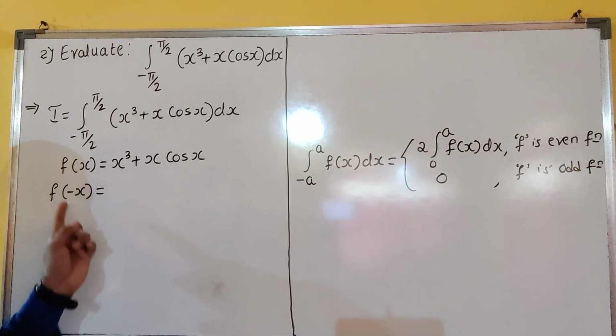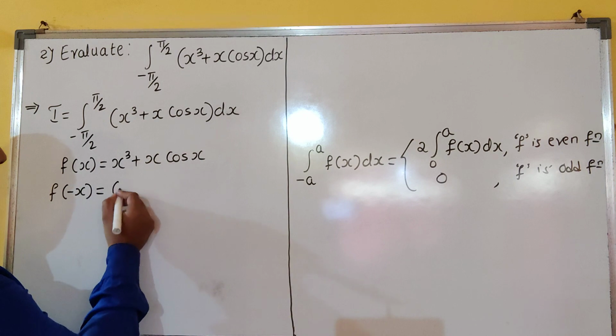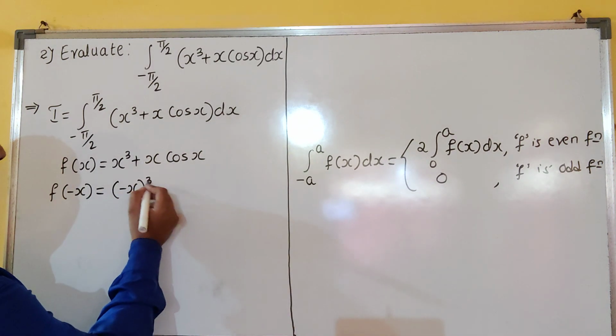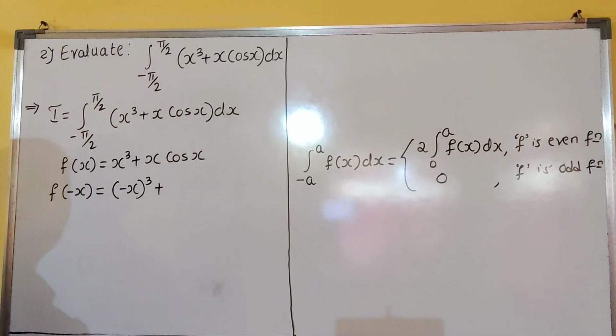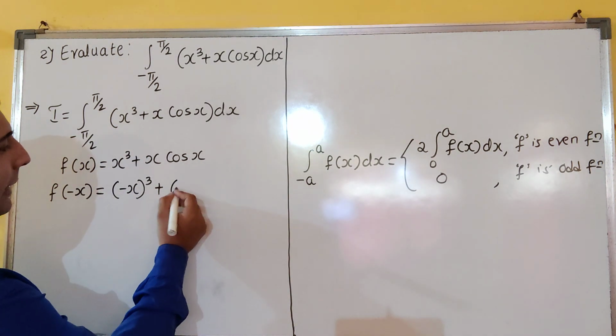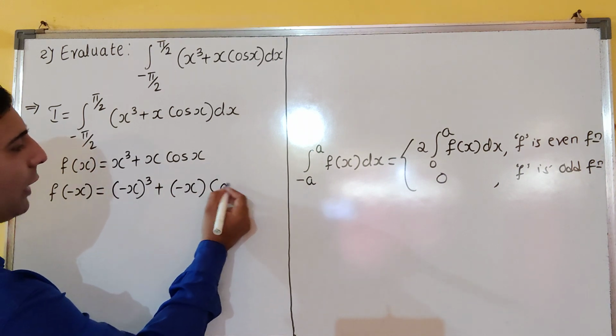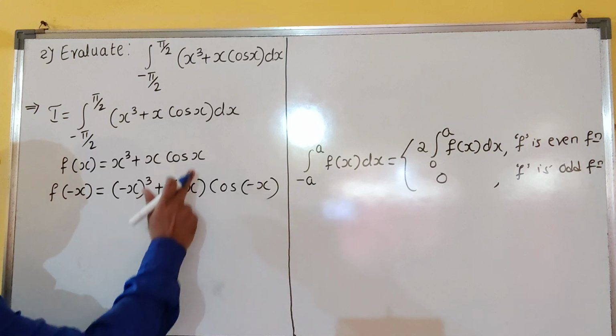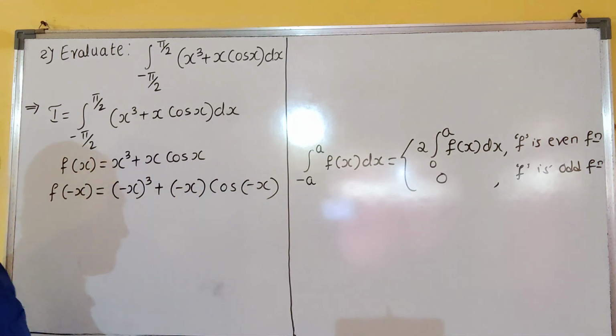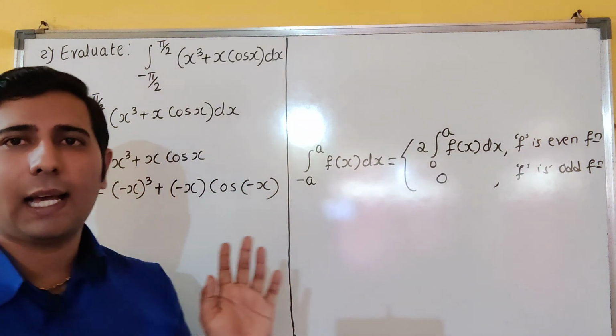We will replace x by what? Minus x. So minus x whole cube. Where x is there, you replace x by minus x. So cube is there, cube outside I have written. So here, minus x into cos of minus x. x is replaced by minus x. x is replaced by minus x. Put minus x in place of x.